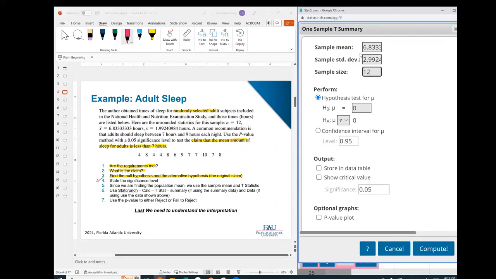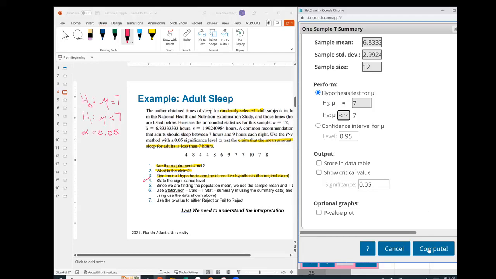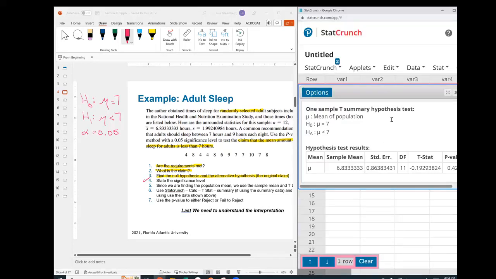We want to do our hypothesis test for mu, and we said here that H0 is mu equals 7. And then this is H1, sometimes called the alternative, so H sub A, but it's the same as H1. And here we have less than, okay? And basically that's it. I hit compute and I get a bunch of data. So let's figure out what all this means.